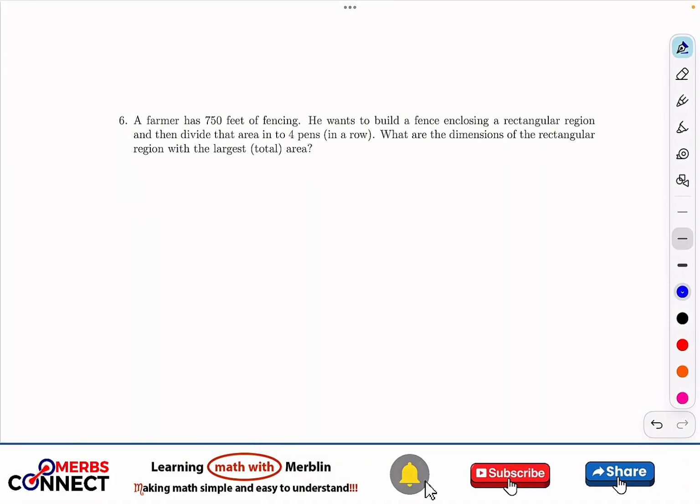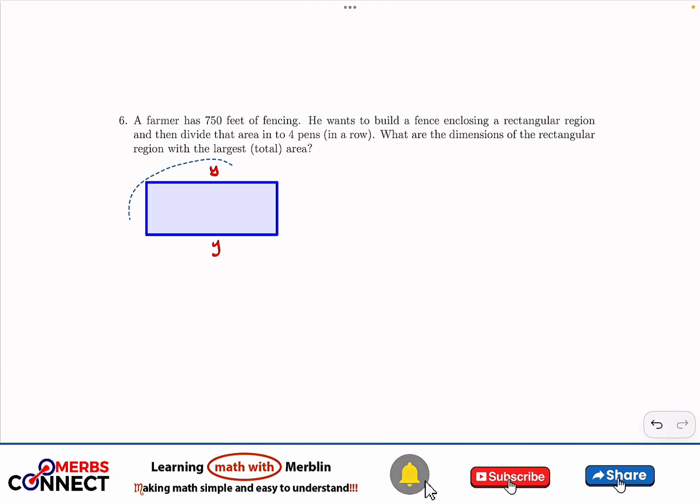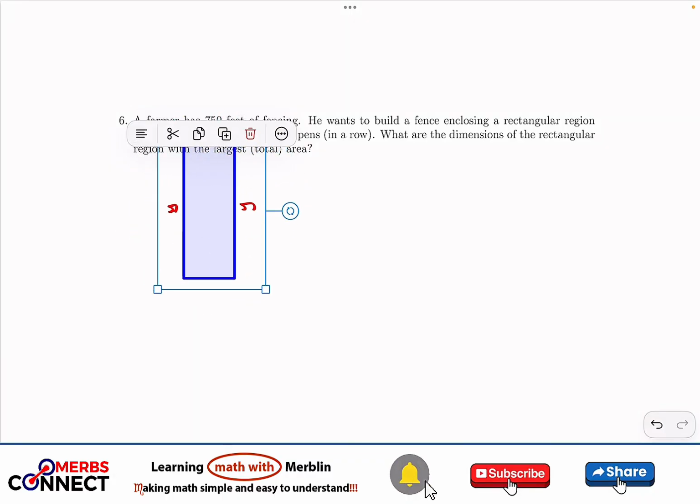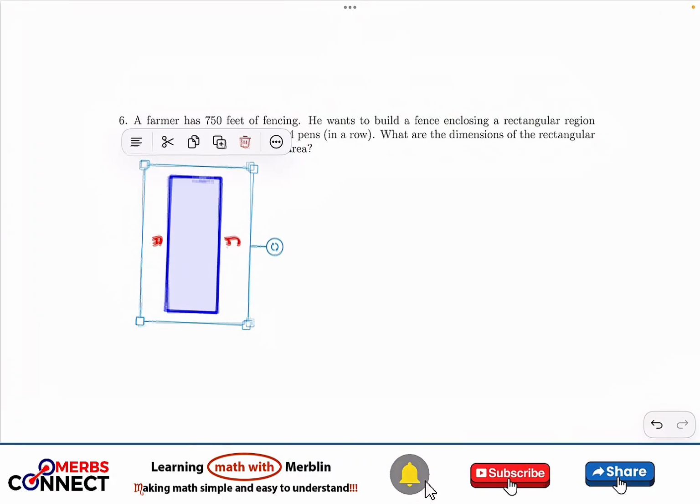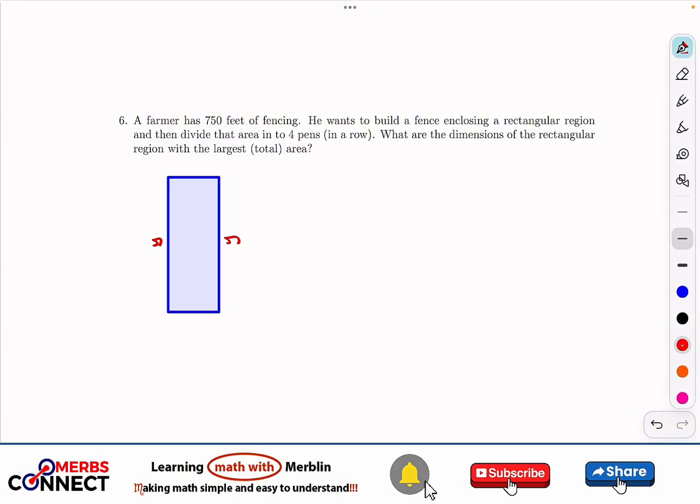And let's look at question 6. A farmer has 750 feet of fencing. He has to build a fence enclosing a rectangle region and then divide the area into 4 pens in a row. Okay, so let's see, we have a rectangle here. Let me actually change this one to this. So I have my nice rectangle here.